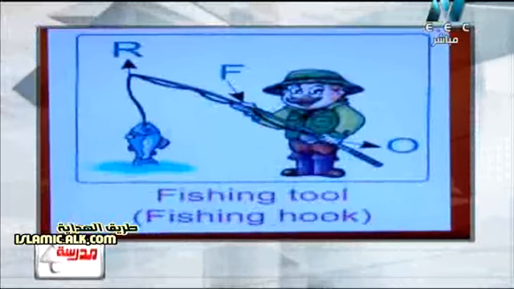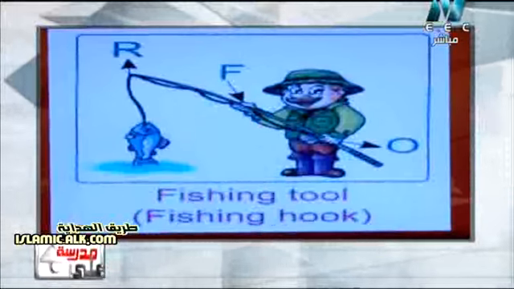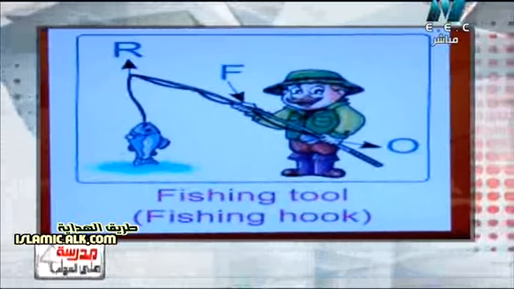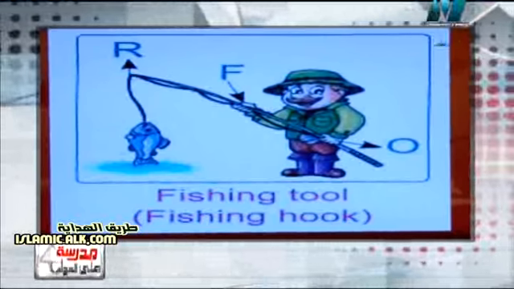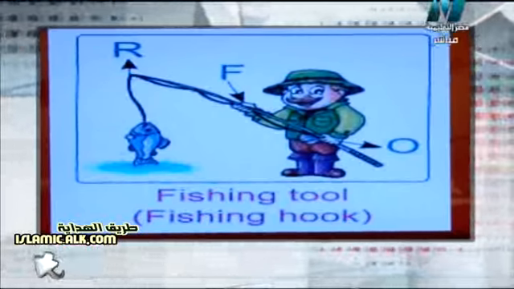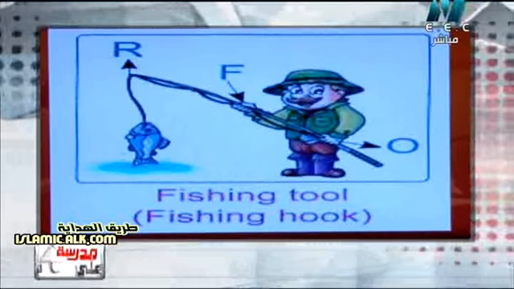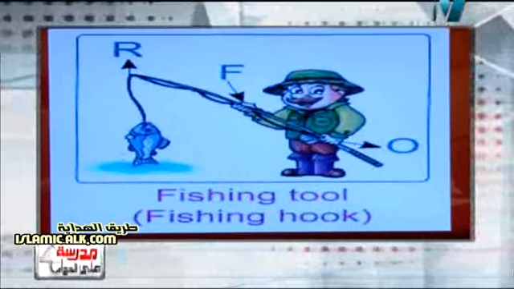Another example, fishing tool or the fishing hook. In the fishing tool, I have the effort force between fulcrum O and resistance R, so surely it will be the third class lever. So why? Or give reason. The fishing tool is a third class lever because it contains effort force between resistance and fulcrum. Another example.